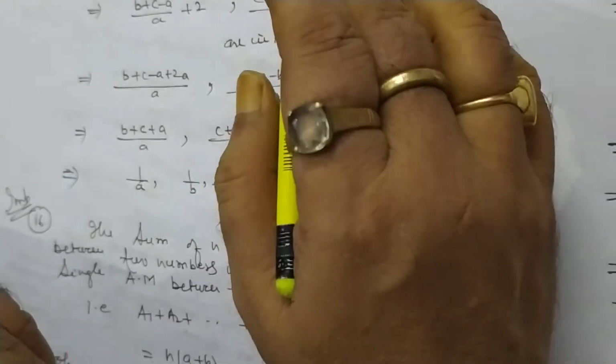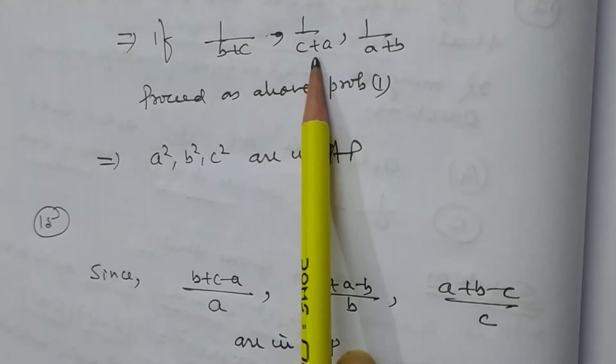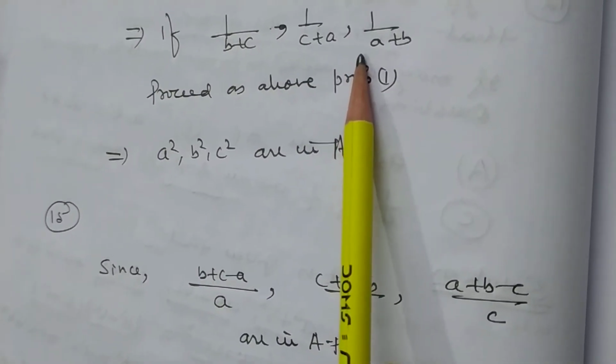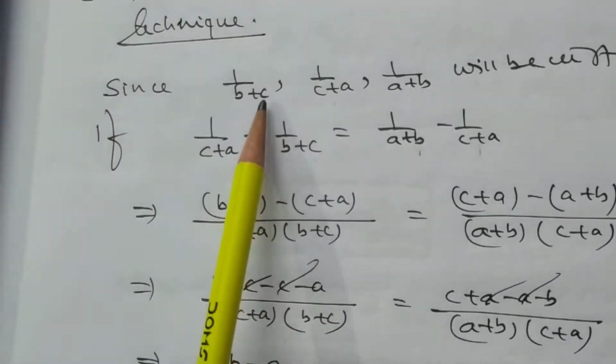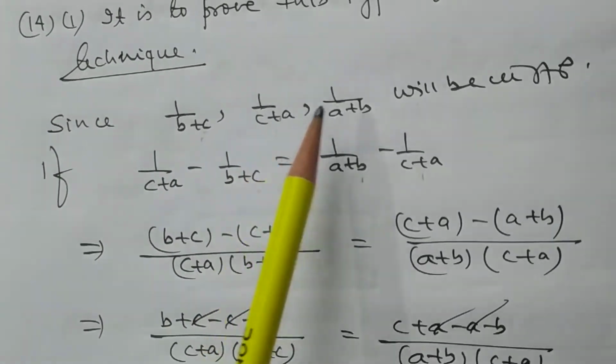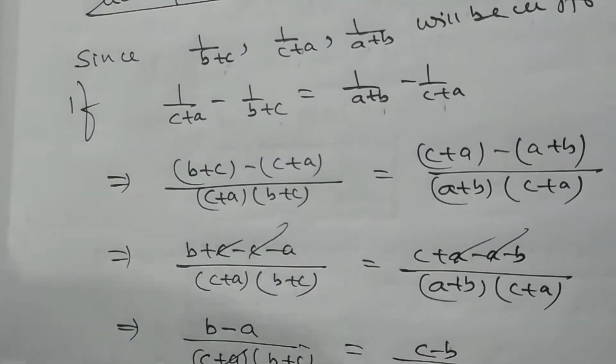इस तरह के सवाल का पहला नंबर सवाल बन गया. कैसे? जब 1 by B plus C, 1 by C plus A, 1 by A plus B are in AP. We just proved this. 1 by B plus C, 1 by C plus A, 1 by A plus B will be in AP. ठीक इसी तरह अब यह सवाल बन जाएगा.